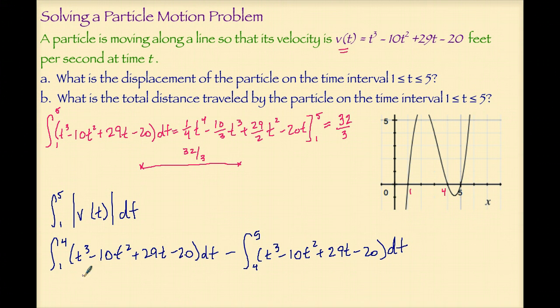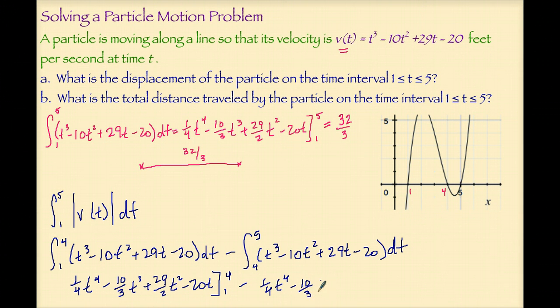Of course, that means we're going to have 1/4 t to the 4th minus 10/3 t cubed plus 29/2 t squared minus 20t from 1 to 4, and then minus 1/4 t to the 4th minus 10/3 t cubed plus 29/2 t squared minus 20t from 4 to 5. Remember, we're subtracting the value of this integral.